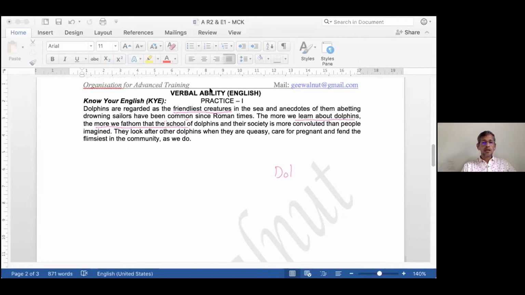So here, the author talks about how the more we fathom that the school of dolphins and their society is more convoluted than the people imagined. They look after the other dolphins when they are queasy, care for the pregnant, etc. So ultimately, this paragraph talks about the society of dolphins, how they are connected to each other. So that is exactly the core idea of the paragraph.